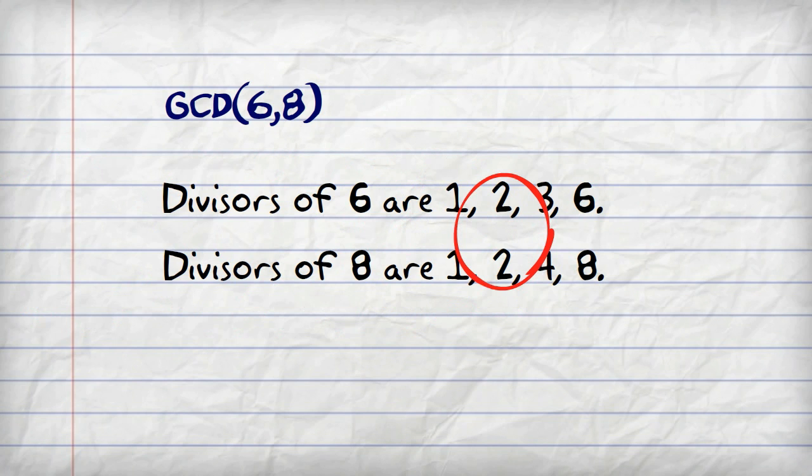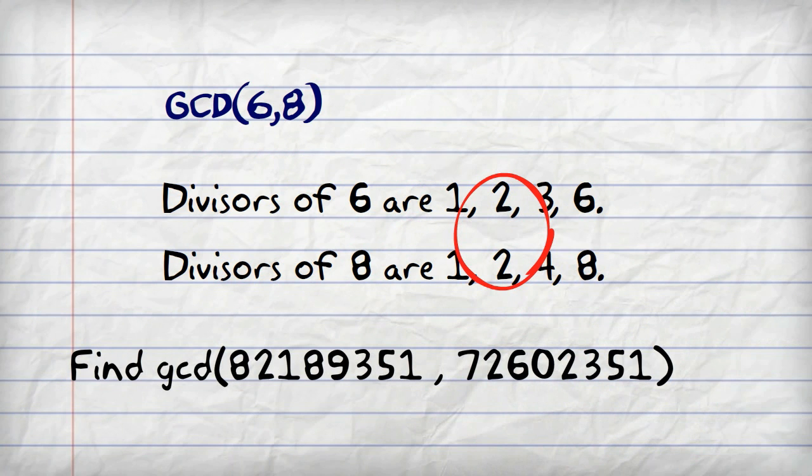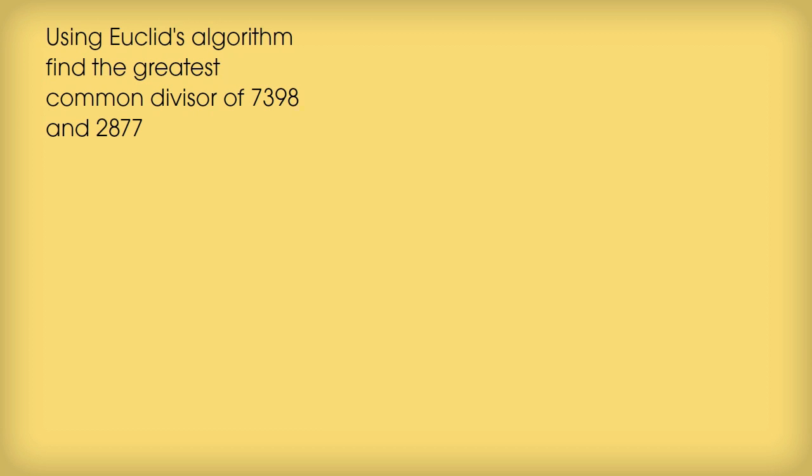Now this method works very well for small numbers, but for large numbers it's difficult to find the divisors. So if you saw this sort of problem, for example, it would take you many hours using a calculator, pen and paper to work out the GCD. Euclid's algorithm is terrific because you don't need to work out the divisors to work out the GCD.